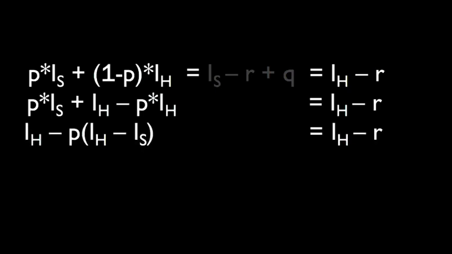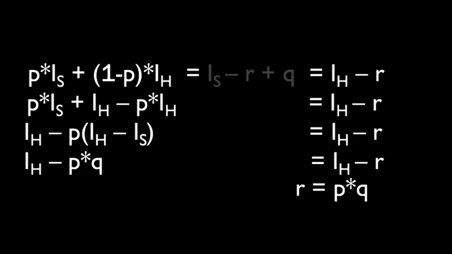Step 2, we can factor out the P and move the IH to the front when you're looking at the left-hand side. Step 3, recognize that we just solved for Q, and Q equaled IH minus IS. So wherever we see the IH minus IS, we can just plug in a Q. Step 4, we're just going to move things around to solve for R. So what we get is R equals P times Q.